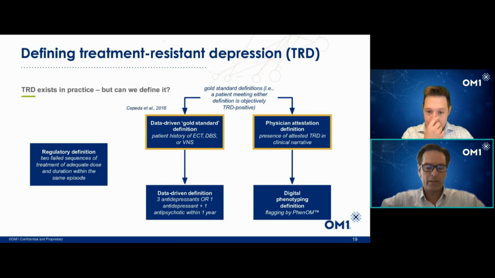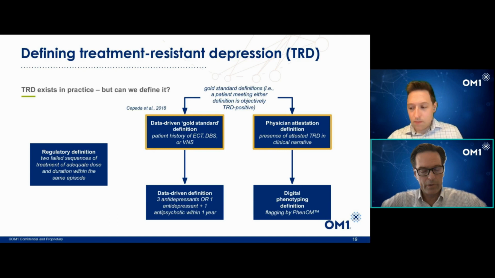And then we compared that to 2 different definitions. One we called the data-driven definition, which was in the published literature already. And it was based on a gold standard that used patients who had received either ECT, electroconvulsive therapy, DBS, deep brain stimulation, or VNS, vagal nerve stimulation. And for those who aren't familiar with interventional psychiatry, ECT, DBS, and VNS are pretty invasive procedures, and really only the sort of sick of the sick get them. So this is a very high bar in terms of treatment resistance.